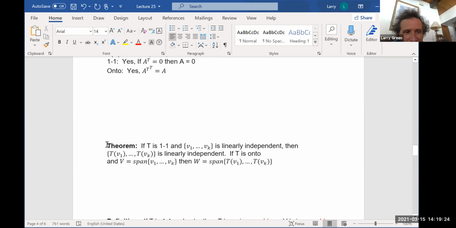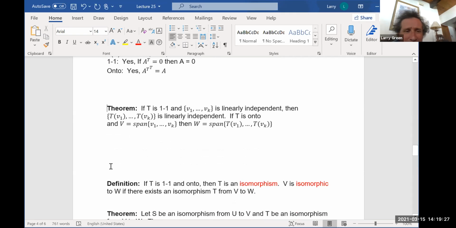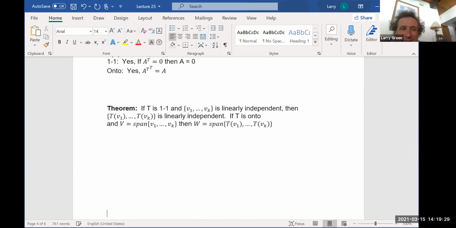But the nice thing is everything is the same as what we did last time, but now our examples are funkier, right? They're matrices and functions and all kinds of weird things, whereas before it was just Rn. So if T is one-to-one and V1 through Vk is linearly independent, then T of V1 through T of Vk is also linearly independent. If T is onto and V is the span of V1 through Vk, then W is the span of T of V1 through T of Vk.